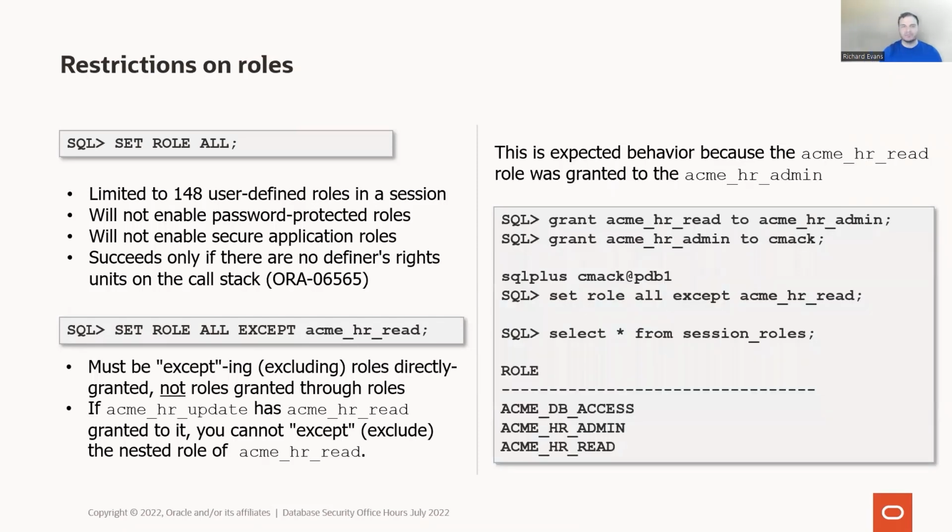And here's an example. HR read was granted to HR admin. HR admin was granted to CMAC. CMAC logs in, wants all roles except HR read. He's got it anyway because he got it through the HR admin role, right? It wasn't directly granted to him, so it's going to be enabled. Does that make sense? Again, a nuance that you probably never hit, but sometimes you're like, well, I don't want this role. Oh, this role is probably granted to a role somewhere. So then you need to go look at your role privs. You need to go look at some of those database views, okay?